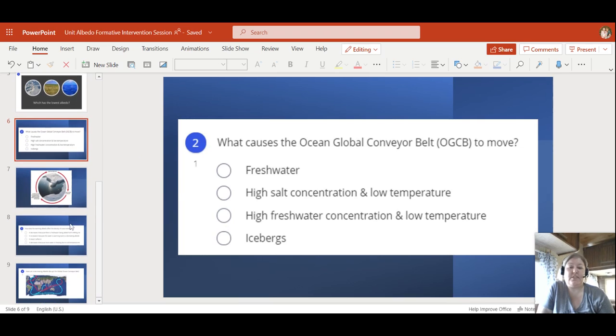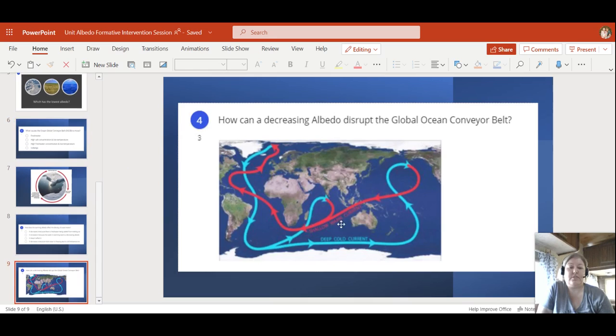Well, if we go back to the ocean conveyor belt, so this is the ocean conveyor belt, the blue that's right here, that's the ocean conveyor belt start point, is right here. And look at where it's at. It's up by Greenland, it's up in the Arctic Circle, it's very, very far north. So is the water going to be colder or warmer up there?